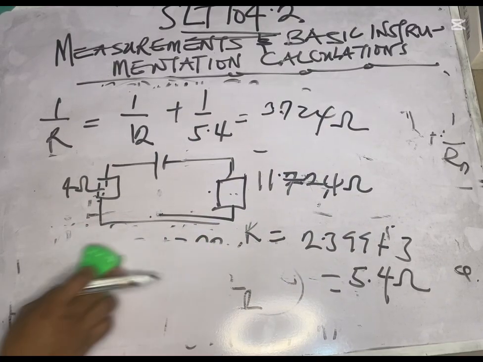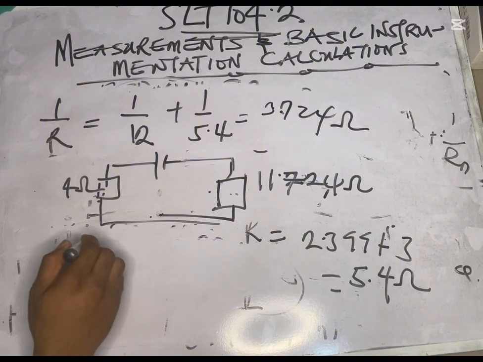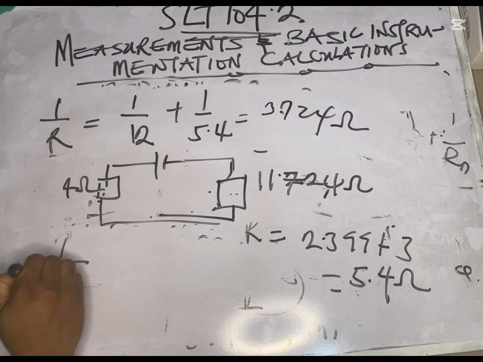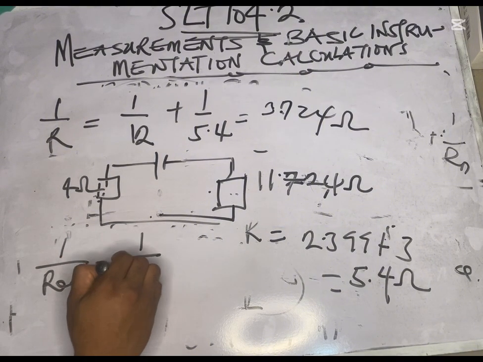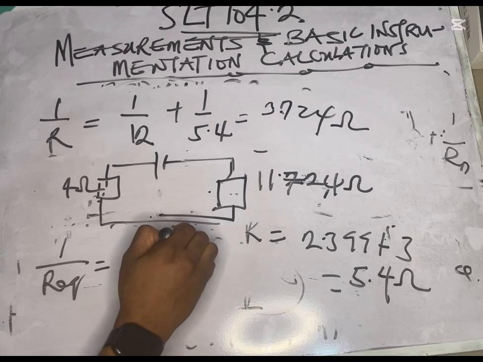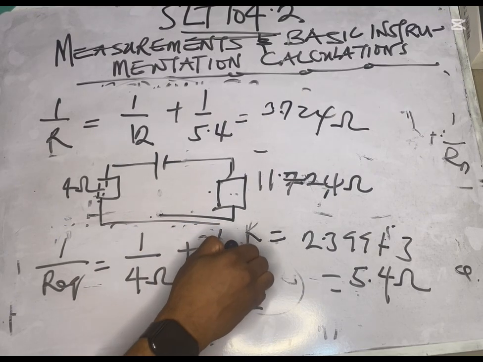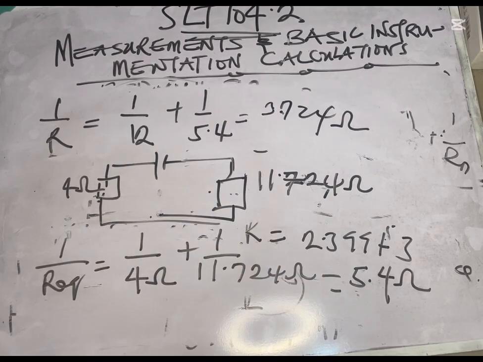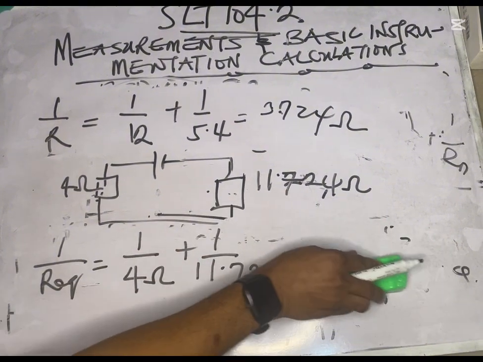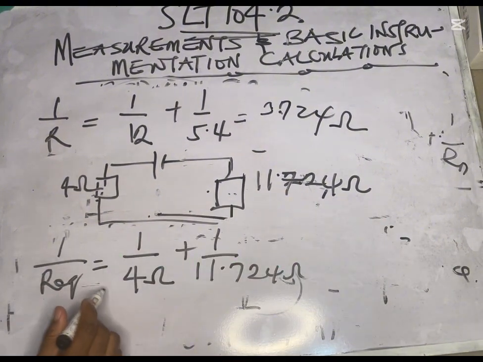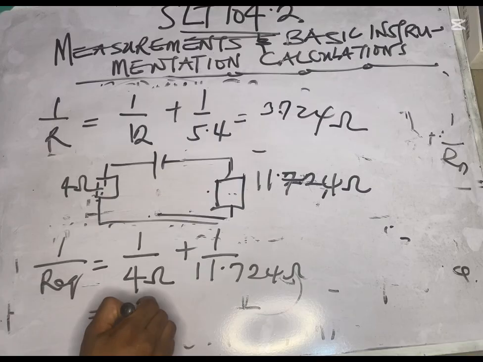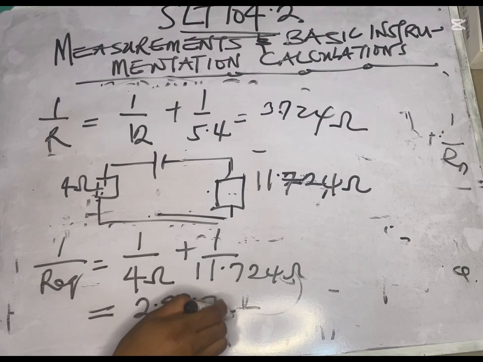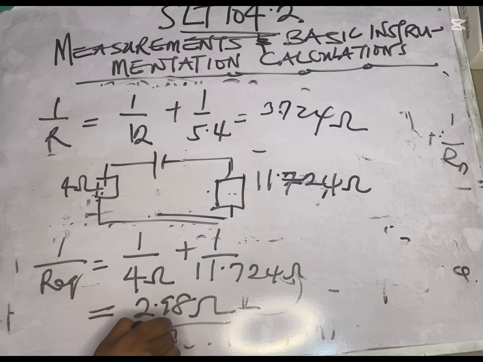And what do we do now? We solve them in parallel. So remember, our final equivalent resistance now will be 1 over 4 ohms plus 1 over 11.724 ohms. Okay, let me clean this. Now, by the time we do this, our final answer will be 2.98 ohms, or approximately 3 ohms. All right, so that is our final answer for resolving this particular circuit.